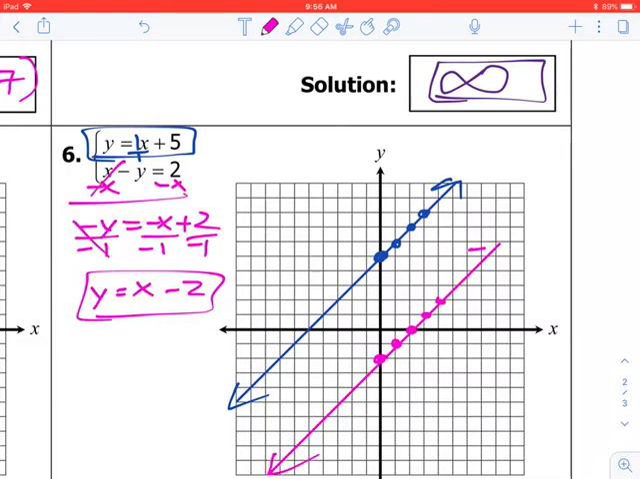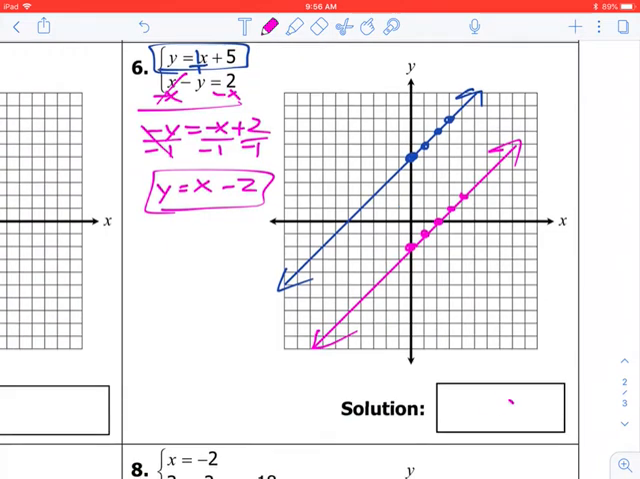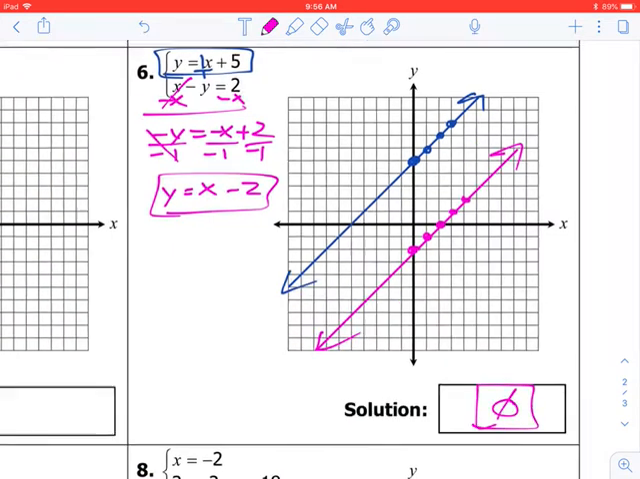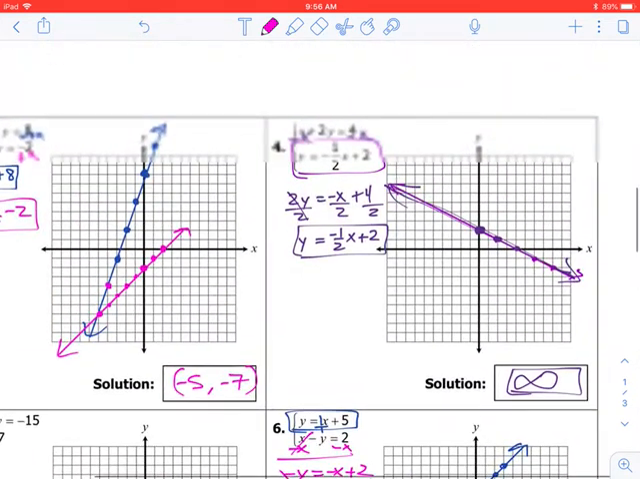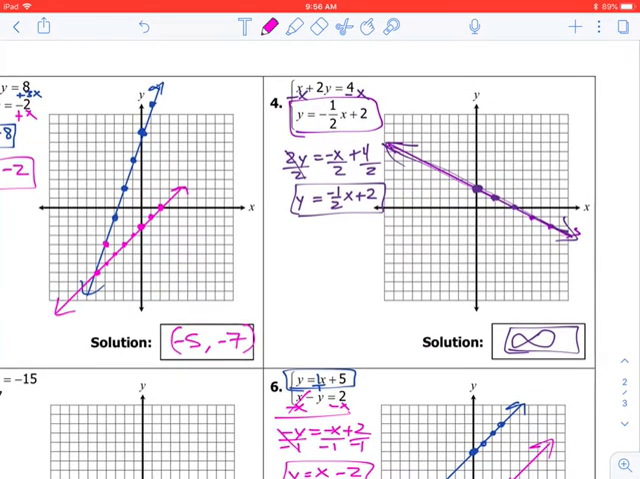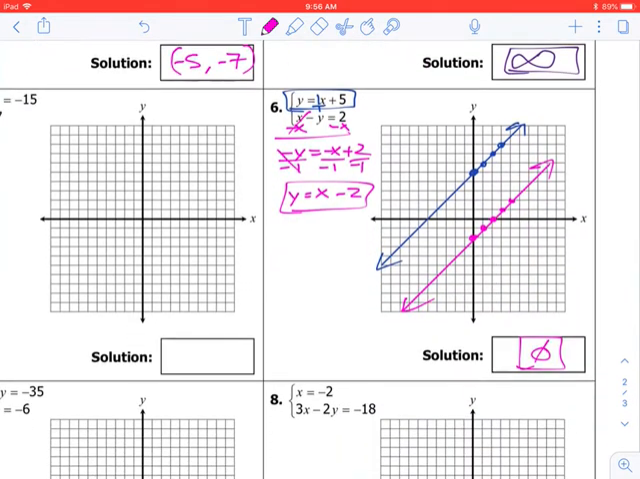They've got the same slope. So they're never going to intersect. So that would be no solution. Okay? So those are those two special cases. Same line for number 4, infinite solutions. Parallel lines for number 6, no solution.